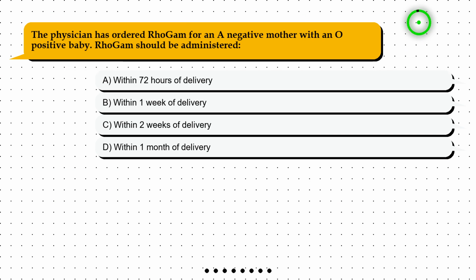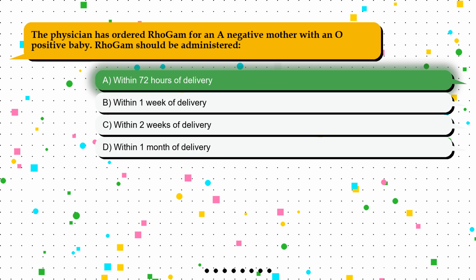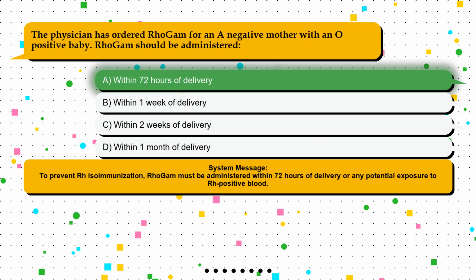Question 8. The physician has ordered RhoGAM for an A-negative mother with an O-positive baby. RhoGAM should be administered: Option A, within 72 hours of delivery. Option B, within 1 week of delivery. Option C, within 2 weeks of delivery. Option D, within 1 month of delivery. The correct answer is option A, within 72 hours of delivery. To prevent Rh isoimmunization, RhoGAM must be administered within 72 hours of delivery or any potential exposure to Rh positive blood.